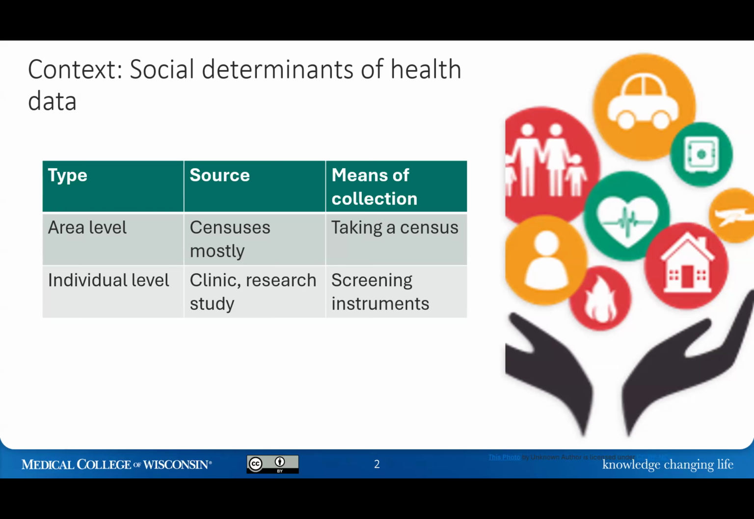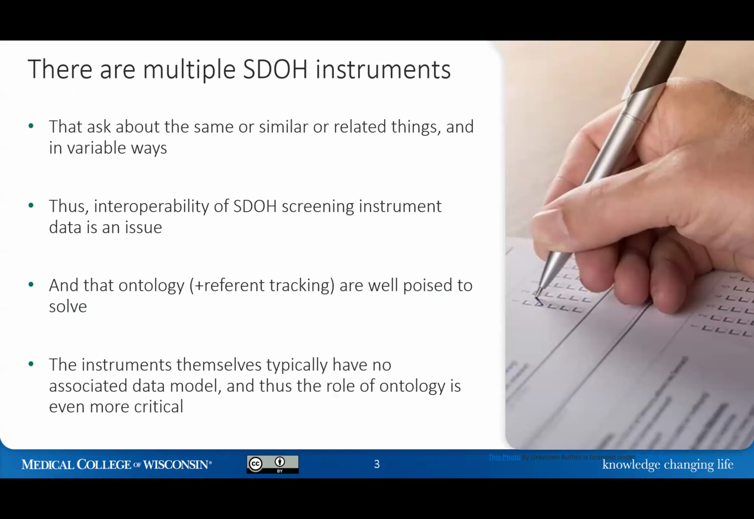Those are collected using social determinants of health instruments or surveys or screeners or questionnaires or whatever you want to call them. So there's multiple of these SDOH instruments. They ask about similar or related things in variable ways. So interoperability is an issue that ontology is well poised to solve. Also, the survey world is really bad at informatics, and they have no data models. And PREPARE is doing a little better, but it's still just a giant Excel spreadsheet that's hard to navigate.